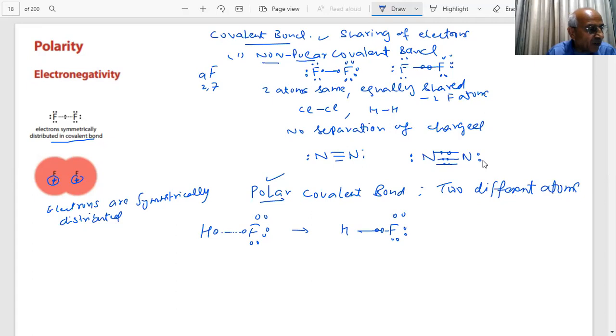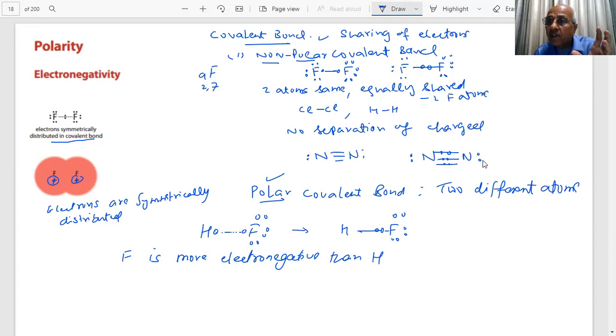What we now are using, student, is that fluorine is more electronegative than hydrogen. What does it mean? Fluorine is attracting electrons more strongly toward itself than the hydrogen. Fluorine has more power to attract the electron towards itself.